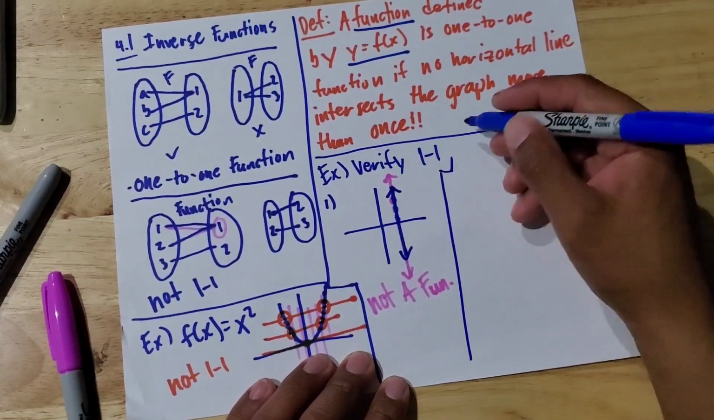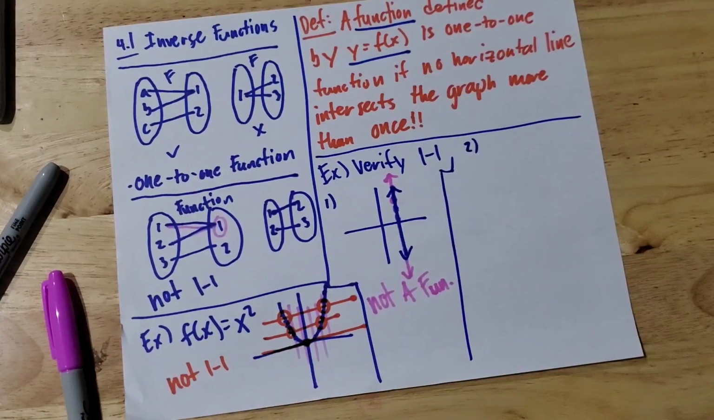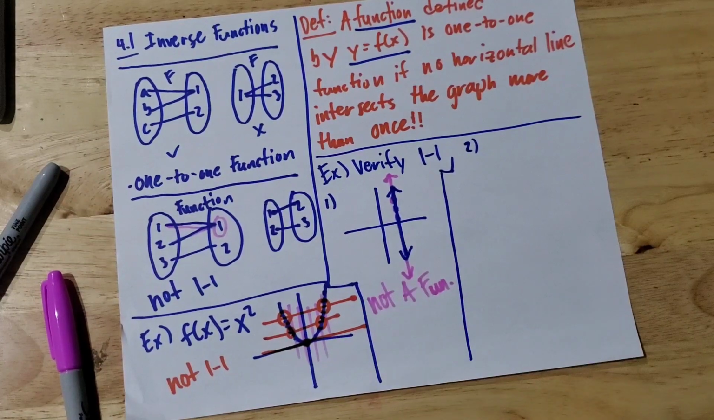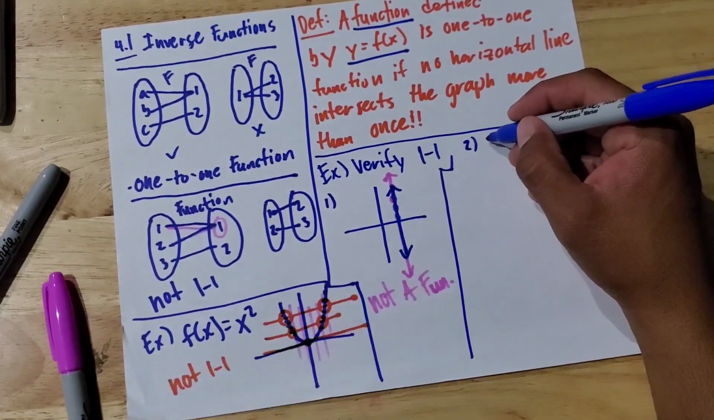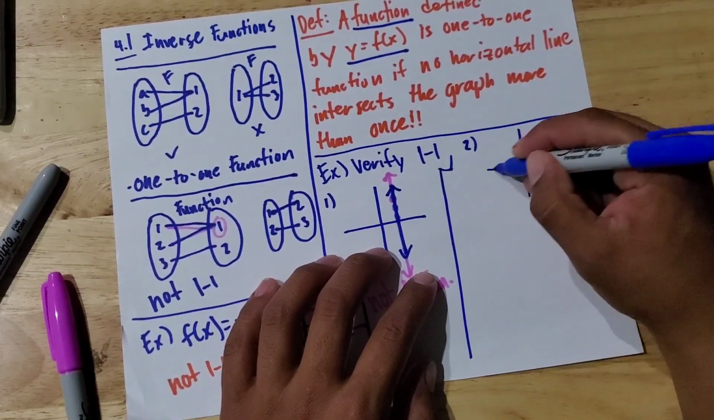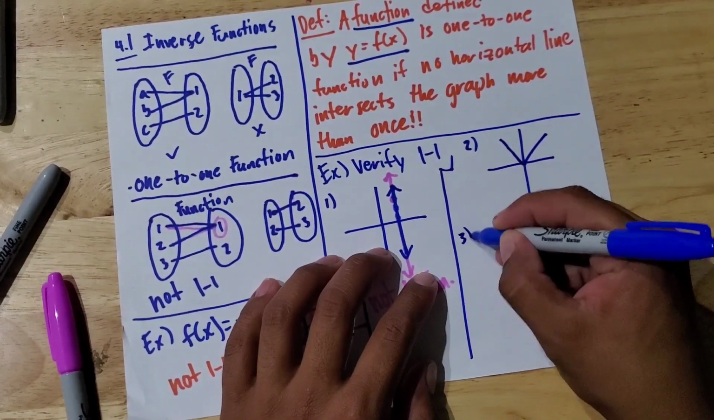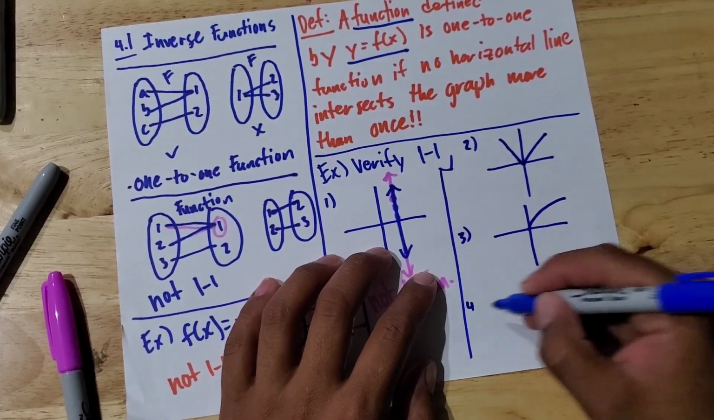But let's look at a couple more examples. Example 2. Let's look at the functions we've already seen. The parabola was one of them. We know it's a function because it passes the vertical line test, but it's not one-to-one because it fails the horizontal line test. Some of the other functions we were looking at that we already know are functions would be absolute value. We've also looked at square roots. We looked at cubes.